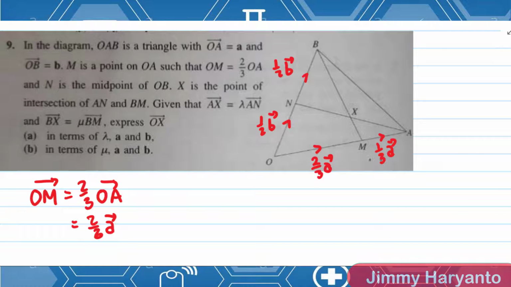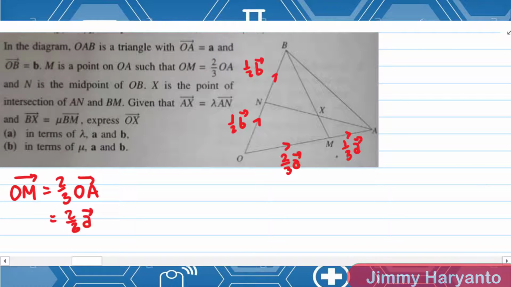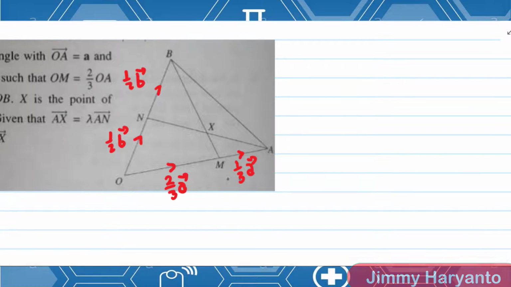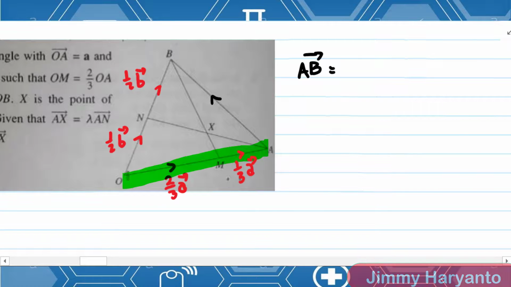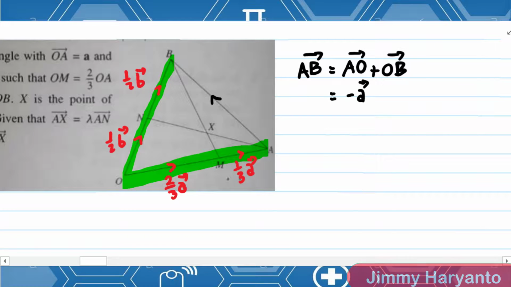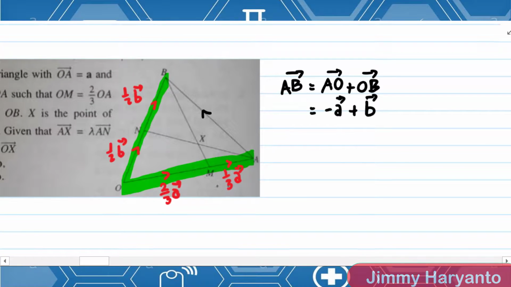BX. Okay, so first we try to find the other vectors that are not in the picture. Maybe I can find AB first. AB equals, if you want to find AB, you have to move from A to B, go there, and then go up. So the formula for AB will be AO plus OB, guys. AO is in the opposite direction, so negative A. OB is in the same direction, so plus B. So I have AB right now, negative A plus B.